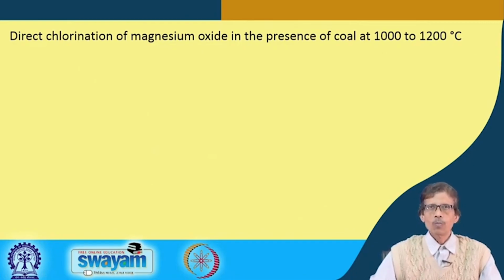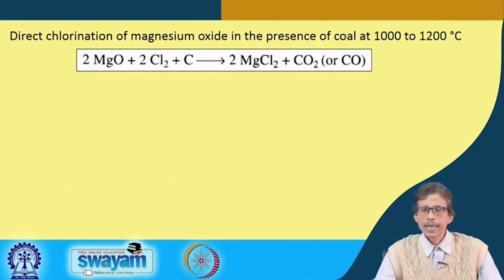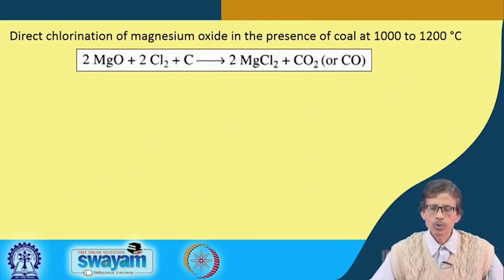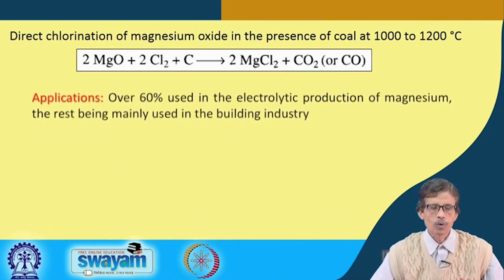So, you have MgO, when it reacts with chlorine, it gives you magnesium chloride with the removal of oxygen. So, this chlorine as a gas mixture will be directly reacting in the presence of coke or carbon again at a very high temperature. So, these are basically highly energy intensive processes, and we get it for the production of magnesium chloride.